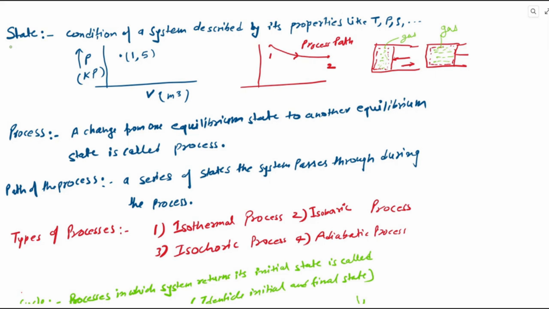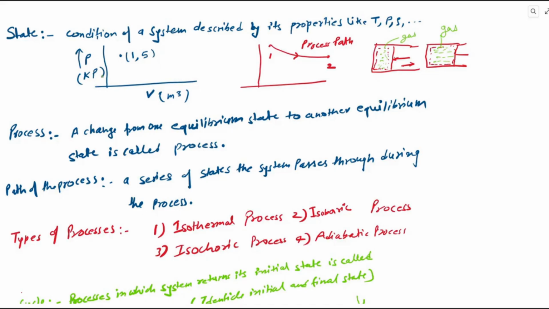State of a thermodynamic system. How is it defined? State means the condition of a system described by its properties, right? Properties like temperature, pressure, density, enthalpy, entropy. All these are the properties of a system, right?